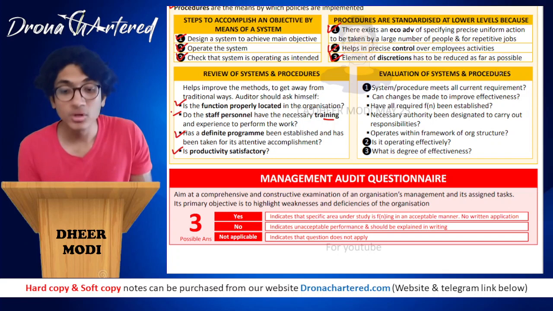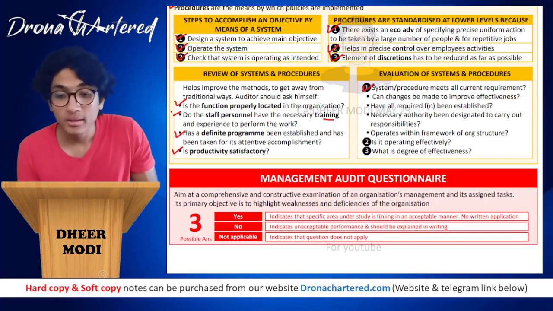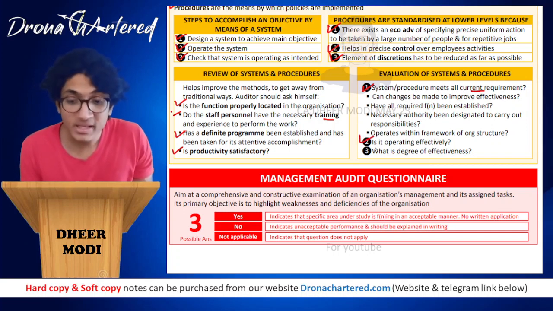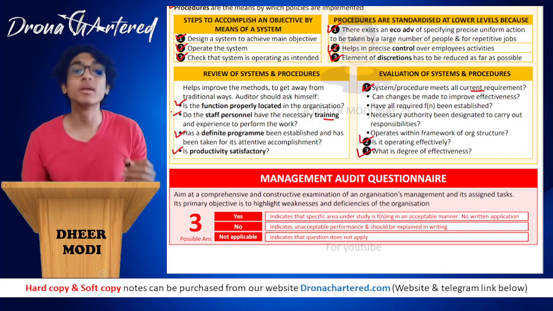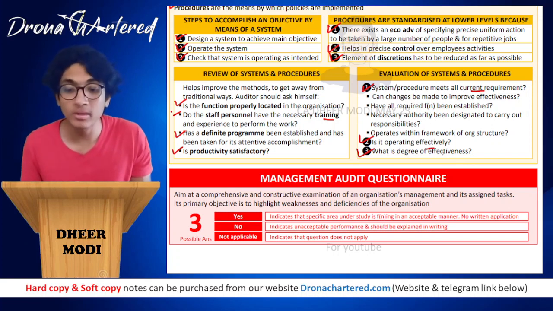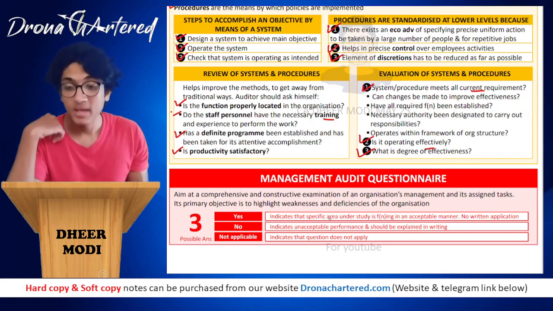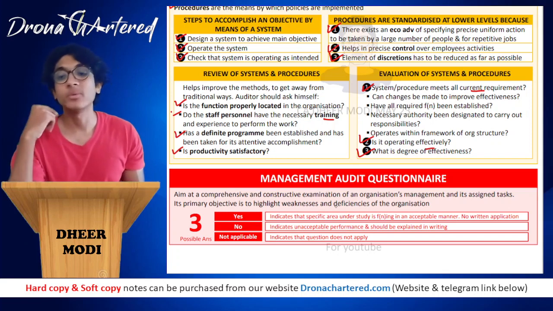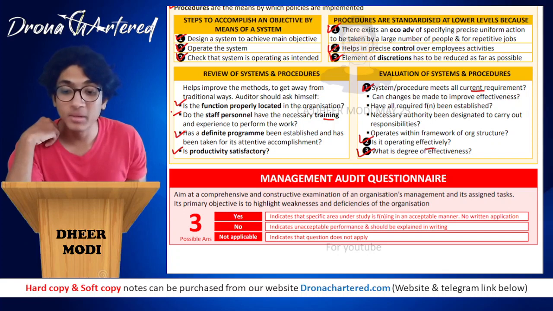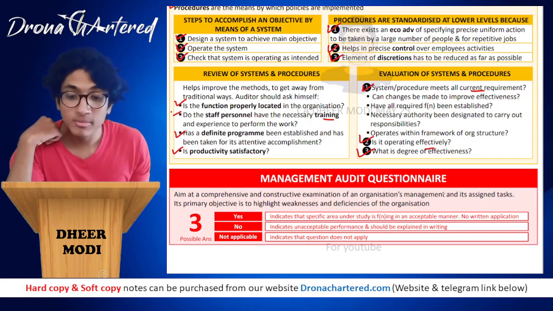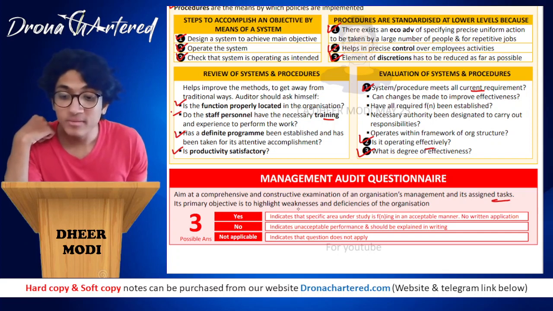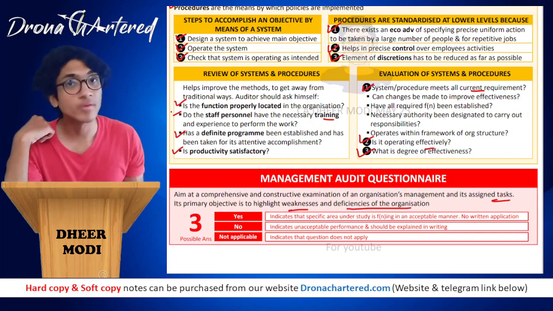Next is evaluation of systems and procedures. So systems and procedures, means all current requirements. Is it operating effectively and what is the degree of effectiveness? So whether it is effective and how effective it is, what is the degree of effectiveness? And last is your management audit questionnaire. Management audit questionnaire aims at comprehensive and constructive examination of an organization's management and its assigned task. Its primary objective is to highlight weakness and deficiencies of the organization.